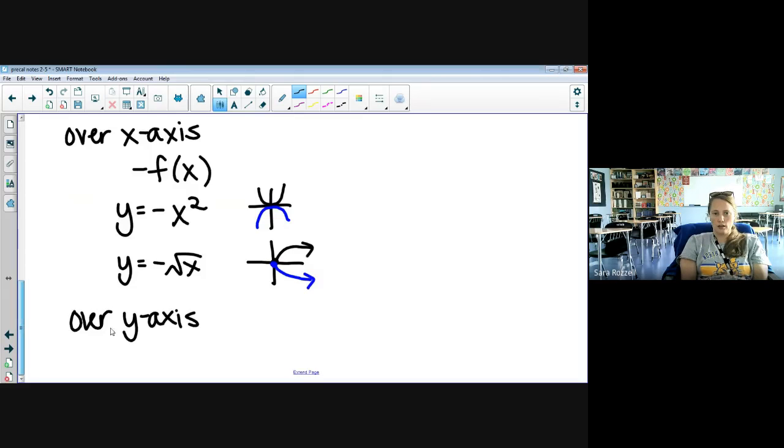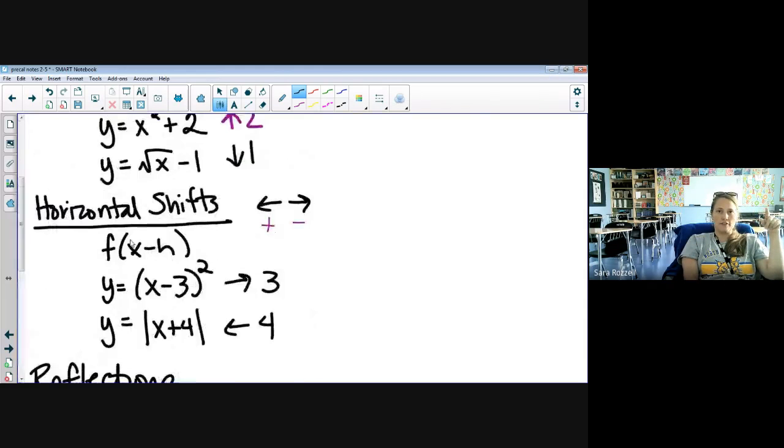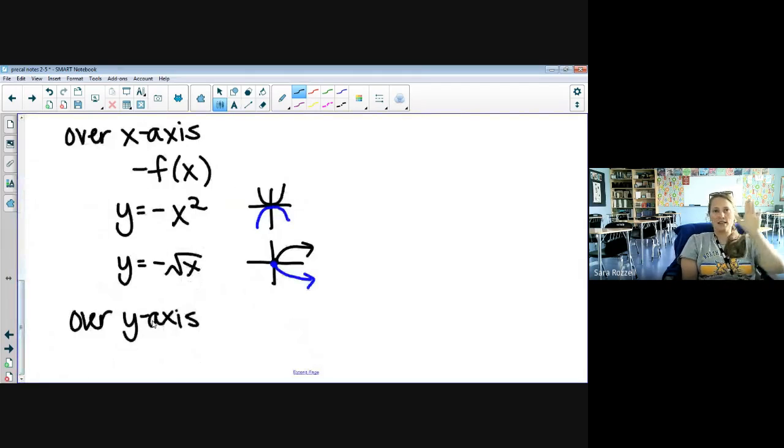Yeah, just go quickly. Over the y-axis is kind of like a horizontal flip. And if we think about our shifts, our horizontal shift, that's stuff inside of the parentheses. So since we're going over the y-axis and we're flipping it horizontally, our negative needs to be in the parentheses with our x. So if the negative's on the outside, that's going over the x. If it's on the inside, it's going over the y-axis. So I'll show you how these two are going to be different for the equations.